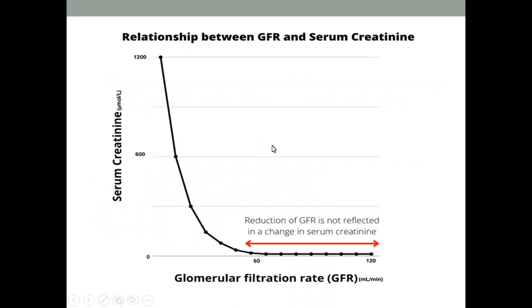Like I mentioned before, this is a graph of the relationship between GFR and serum creatinine. Note that the reason GFR may not be a very suitable marker for AKI is that, for a range of between 50 to 120 ml per minute, there's no change when GFR reduces from 120. Remember, we said 100 ml per minute is the normal GFR.